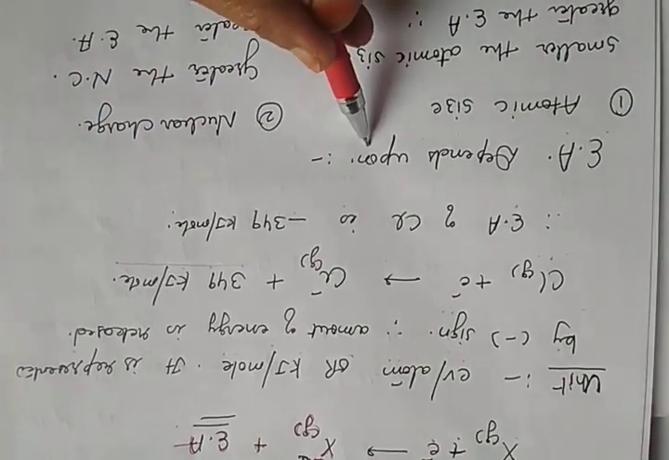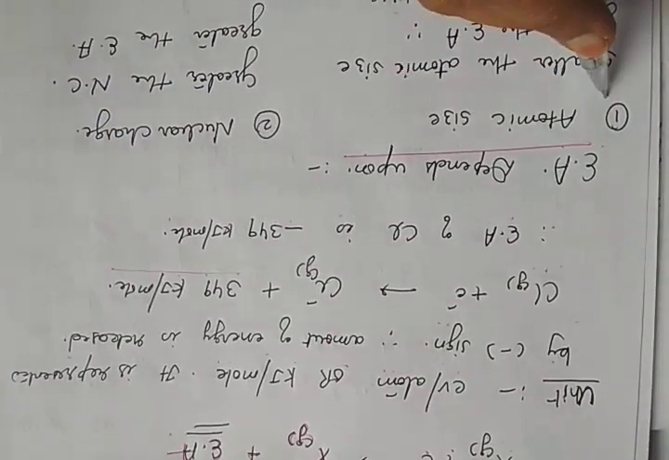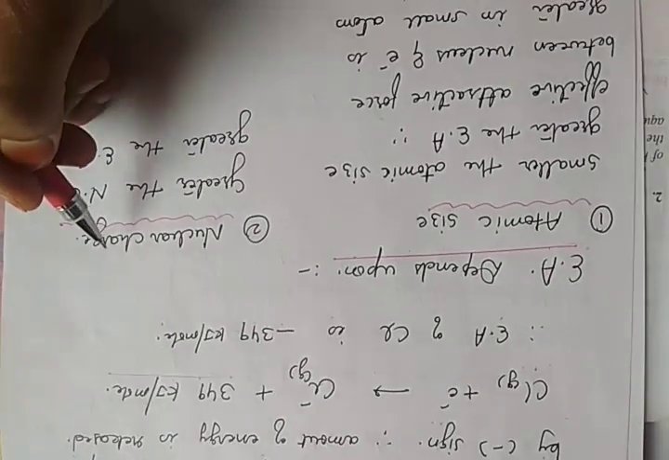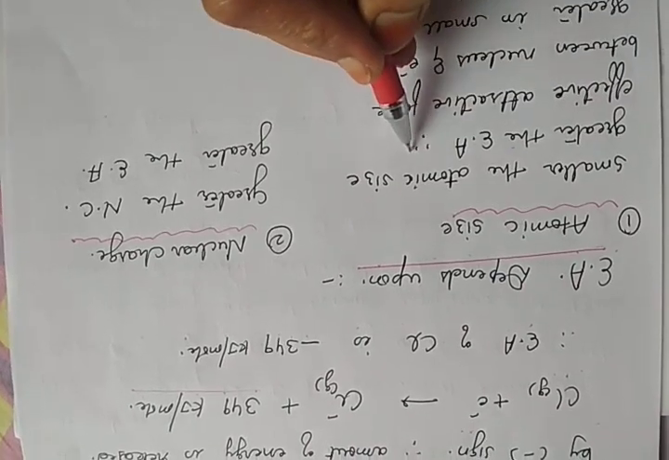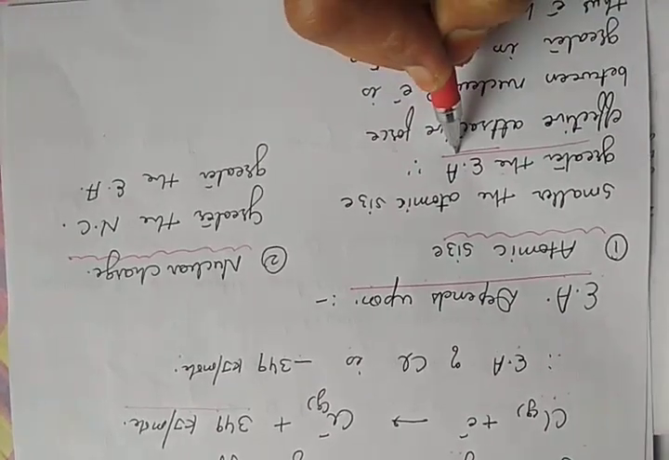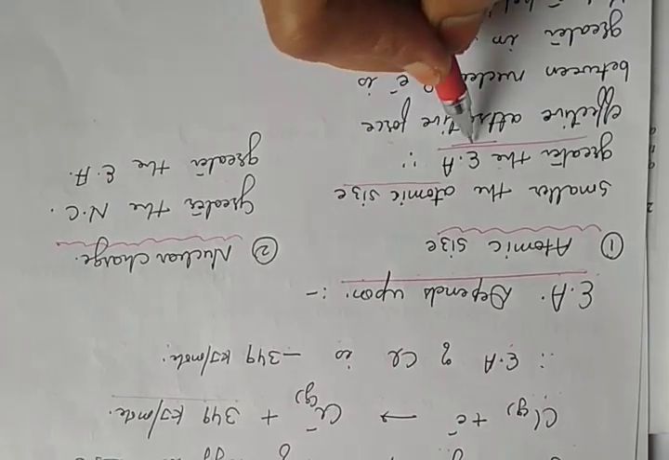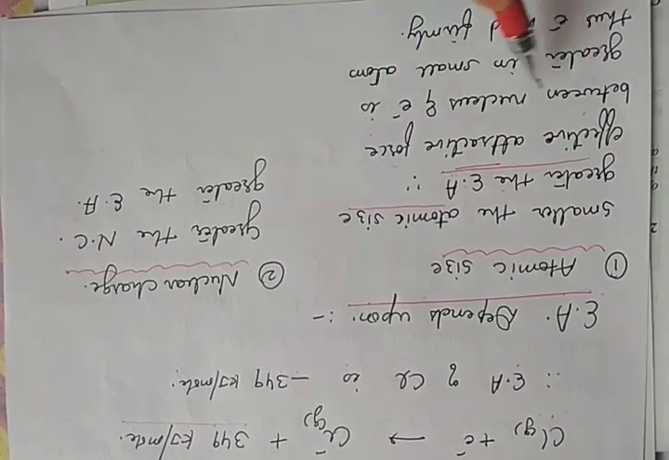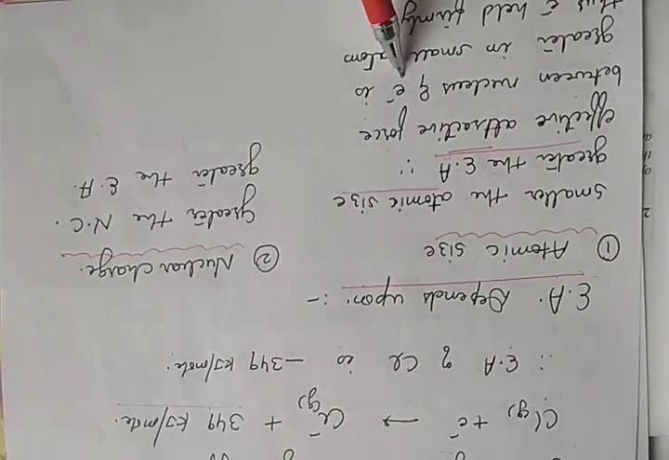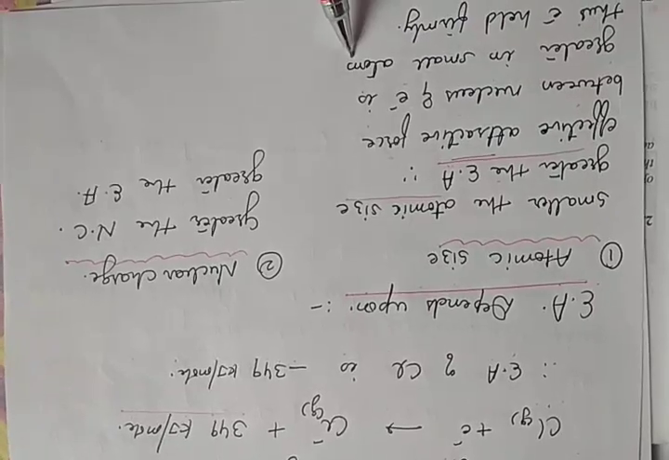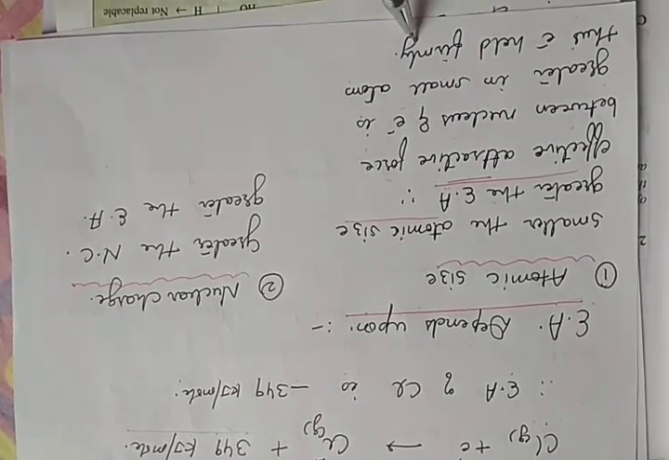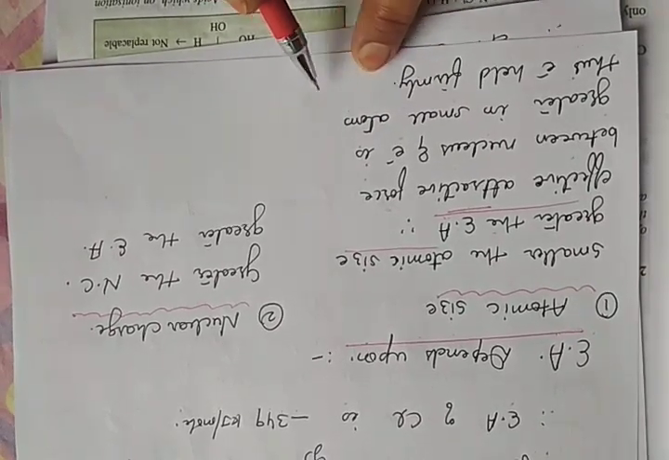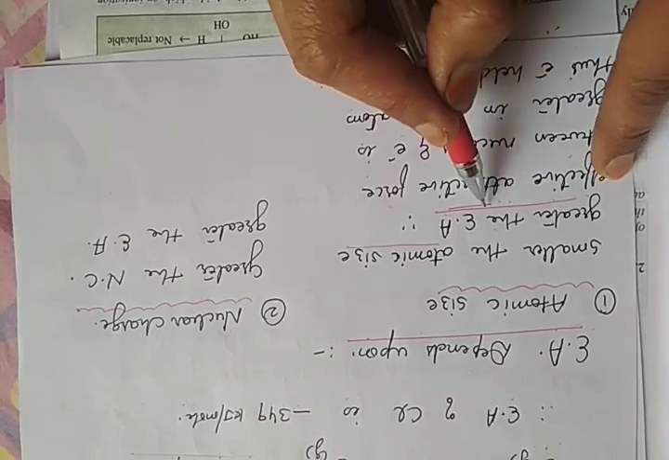Electron affinity depends upon two factors. The first factor is atomic size and the second factor is nuclear charge. The first factor is that the smaller the atomic size, the greater the electron affinity. If the atomic size is small, electron affinity is more. Why? Because the effective attractive force between the nucleus and the incoming electron will be greater in a small atom, and thus the electron will be held firmly. The atom will form a stable anion with the release of more energy. Therefore, the electron affinity will be greater.